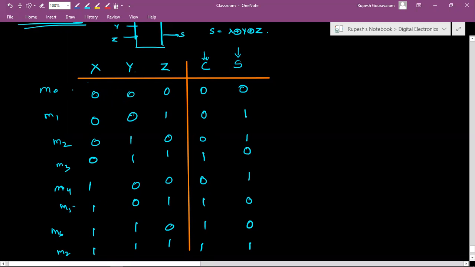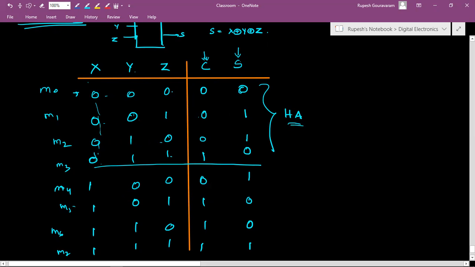That means actually we are doing 0 plus 0 plus 0, which sum is 0, carry is 0. 0 plus 0 plus 1, sum is 1, carry is 0. Similarly, this also remains the same. 0 plus 1 plus 1, sum is 0, carry 1. Up to here it is the output of a half adder. If you take the half adder and you neglect x here, because x is always 0 in these four cases, this is the replication of the half adder.